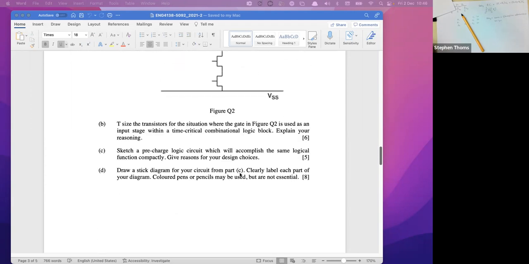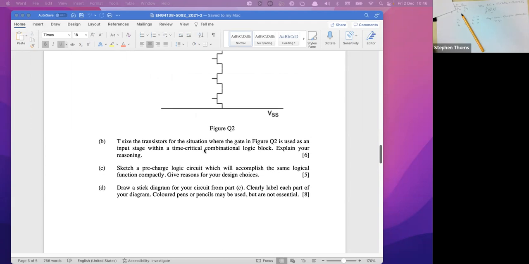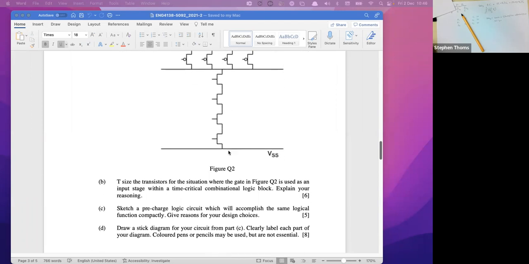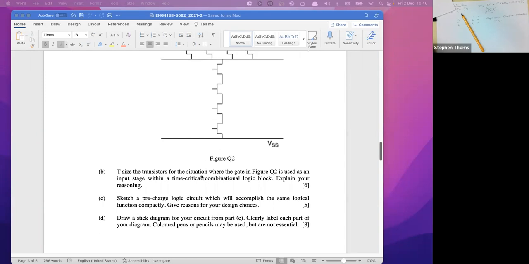So just on the basis of going through this really quickly, what's the T size? Well, T size in this isn't too difficult because we are putting those in series, so stack depth is 4, so that becomes a relatively easy bit of T sizing. And then what's a pre-charged logic circuit, which does the same function. And reasons for your design choices.